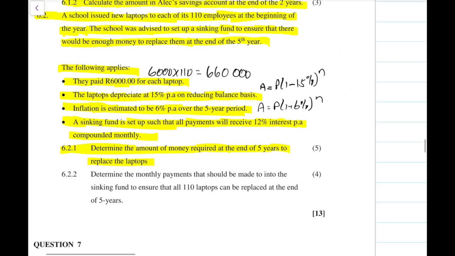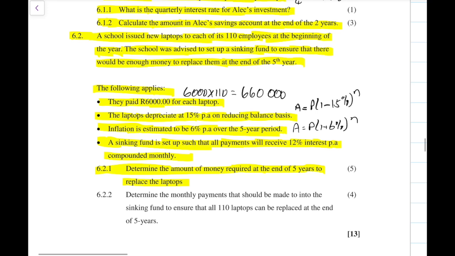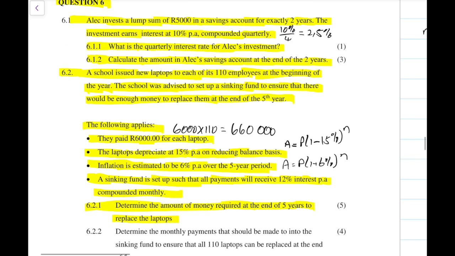Okay, so we now need to sort out what our monthly deposits are going to be, because they say here we need to determine the amount of money required at the end of the 5. Oh, sorry. We just need the amount of money that is required. I thought we needed to find the monthly payments. I see that's the next one. So how much money do we actually require? We're just going to subtract the two.